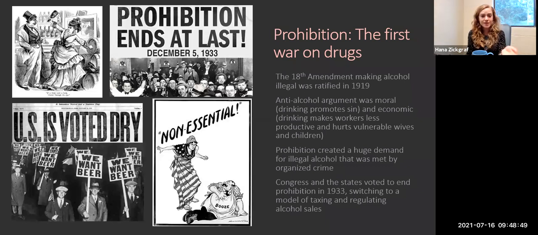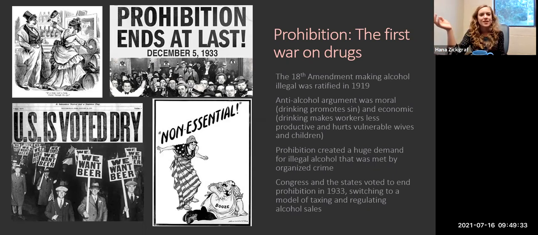So the 18th Amendment to the Constitution was actually passed in or ratified by the states in 1919, making it federally illegal for alcohol to be produced, sold, or consumed in the United States. Of course, as we know, making alcohol illegal didn't make people want to drink any less. And instead, it actually created this huge demand for alcohol that was met by the rise of the first drug gangs, essentially, organized crime. So seeing that prohibition really didn't work that well, it didn't stop people from drinking, it didn't reduce crime, and in fact, it increased crime by creating business for organized crime and gangs.